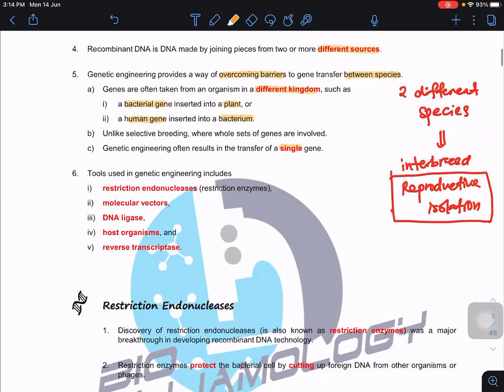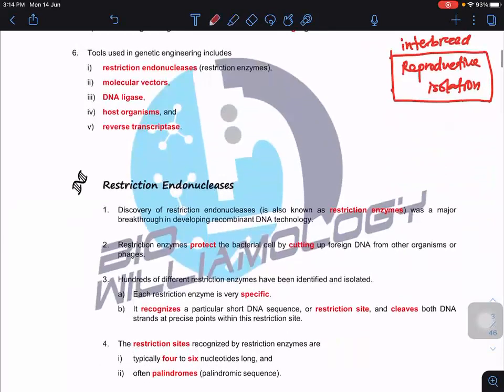So what are the tools we use in genetic engineering? We have the cutter, the restriction endonuclease or restriction enzyme. We need the transporter, the vector, or sometimes we call it a vehicle, to transport the gene of interest into the host organism. But in order to do this, we need to paste it, right? So cut and paste. Our glue is DNA ligase, and we need the host organism to produce the gene products for us.